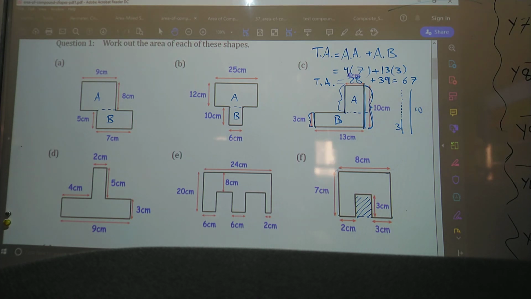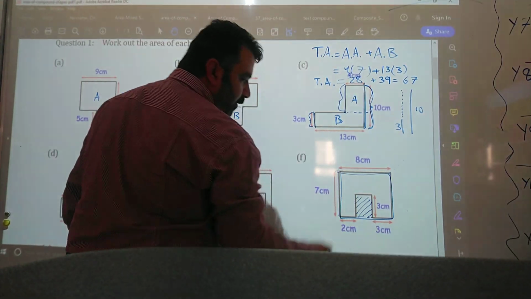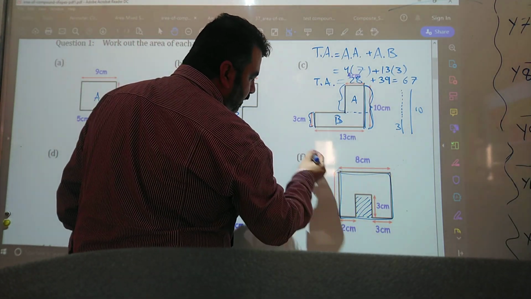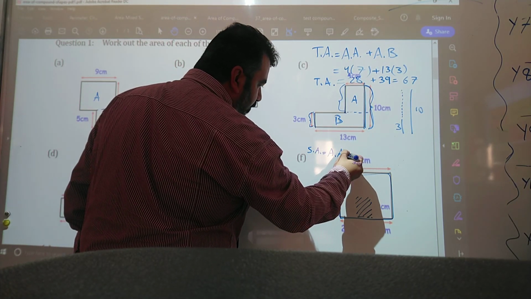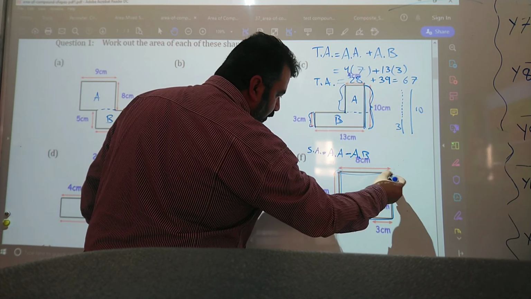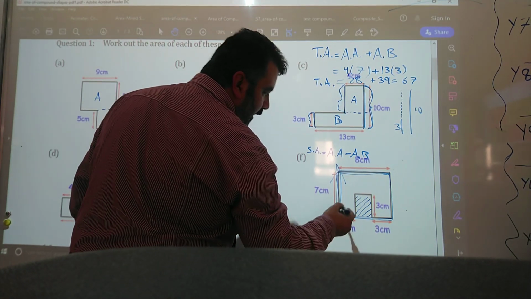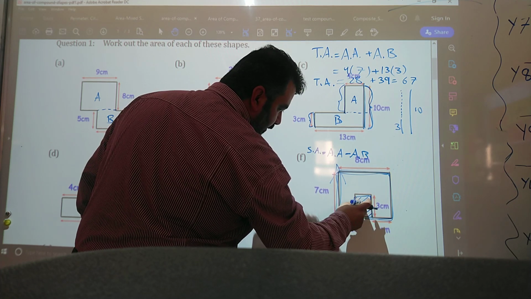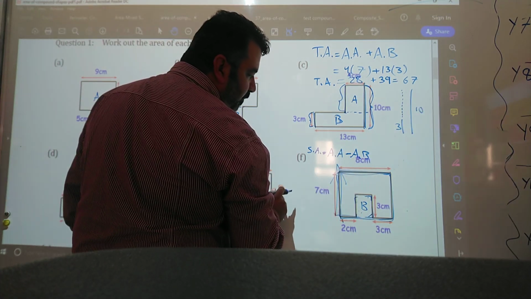So, how to do it? I will assume that this is a whole rectangle. Okay? So, the shaded area equals what? Area A minus area B. Now, all of this will be area A, and this shaded area here is area B. This is B. So, A minus B.